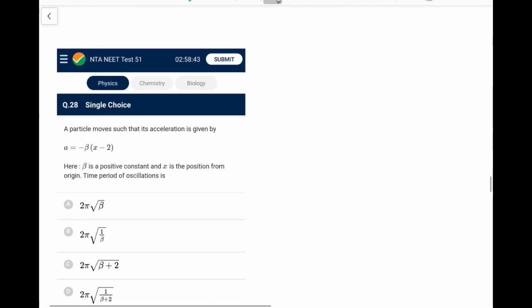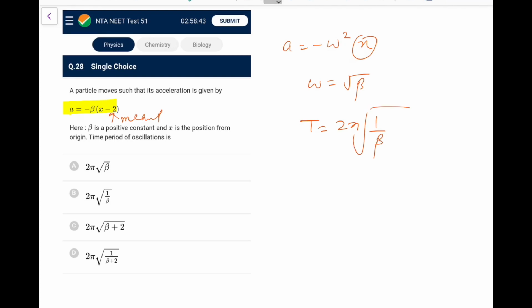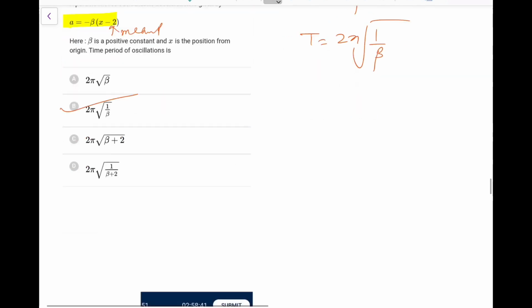1:2. Go ahead. A particle goes through motion such that the acceleration is in the standard form of SHM. Time period, what do you have? You know, a is equal to minus omega square x, where x is the displacement. So here this would be the mean position. If I compare, omega is the root of beta, so time period is 2 pi by omega, that is 2 pi times 1 by root beta. So it's an easy one, option B. You have done multiple questions like that.